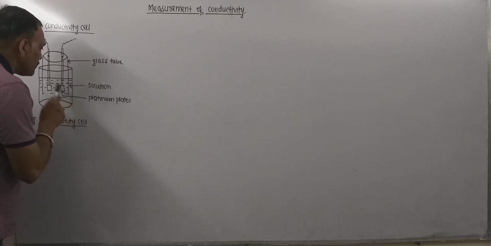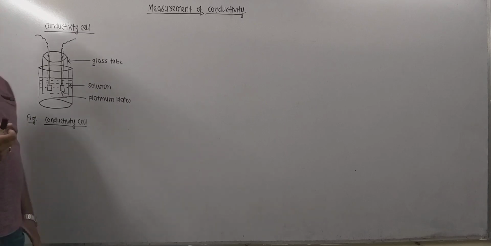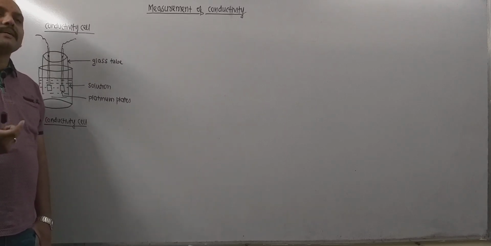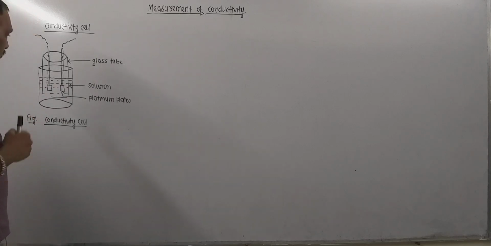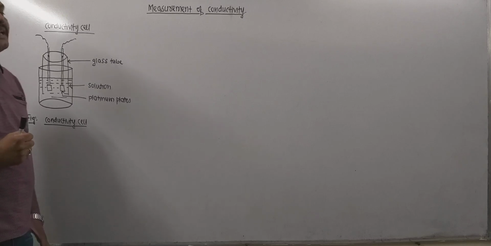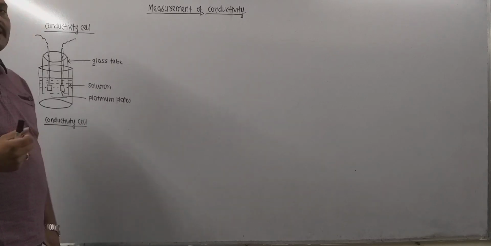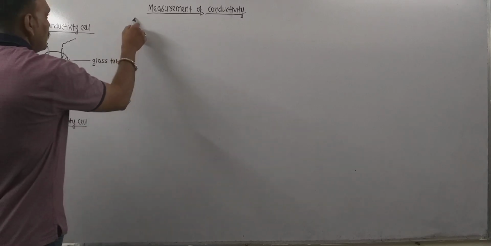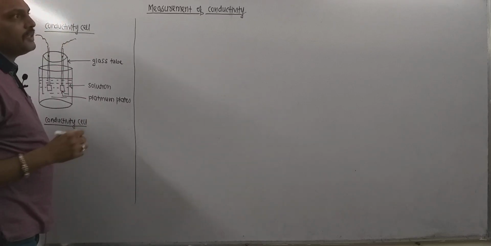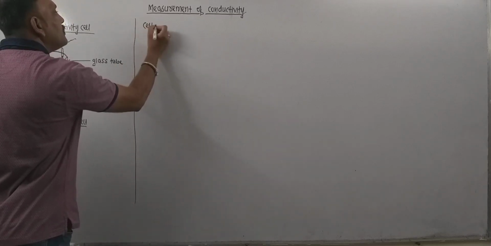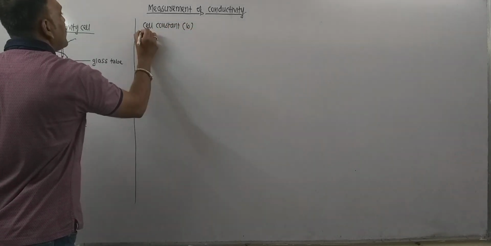Now we need to use the solution in it. The solution to be used is the solution whose resistance is to be determined. So this is the conductivity cell used in the course of the measurement. Now a very important thing is the cell constant, and it is represented by B.